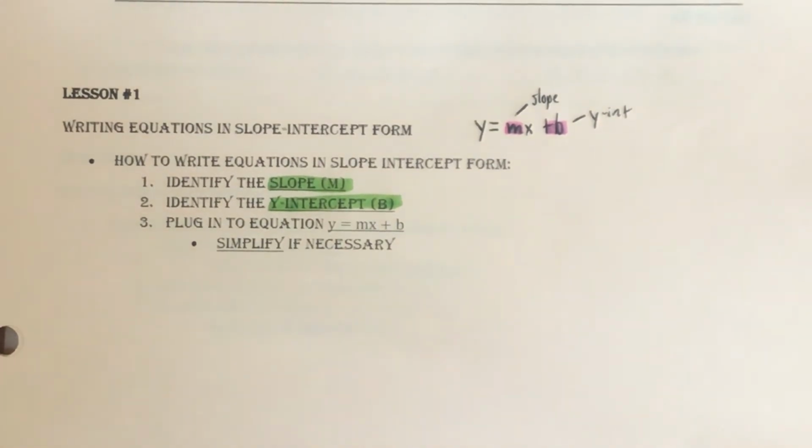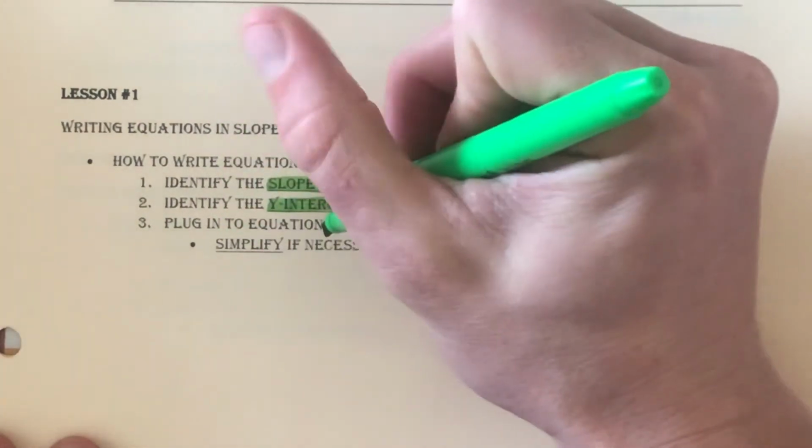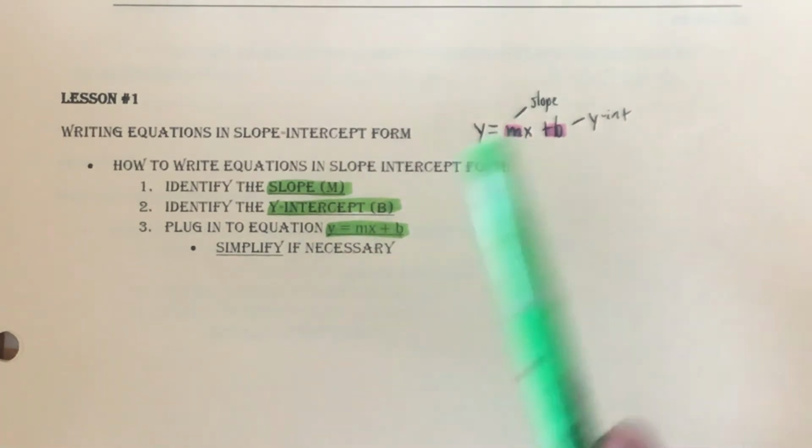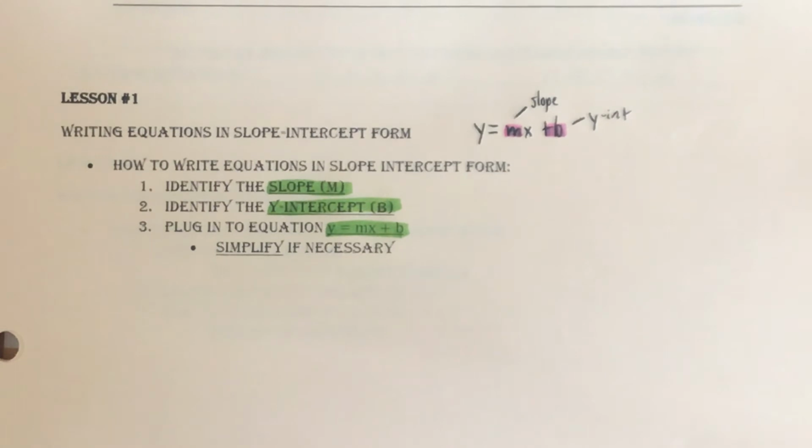And then the last thing we're going to do is plug it into the equation of y equals mx plus b. That's what we talked about here at the beginning. So once we've got the m, we're going to put that number in for the m. Once we've got the b, we're going to put that in for the b. And then we would simplify it if necessary. So make sure that we pay attention to what's going on with that. So that is the process that we're going to be going through.